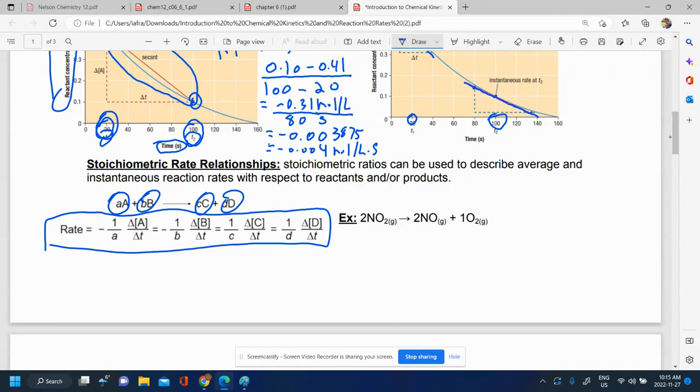But let's look at the production of products. We have NO and O2. For every 2 NO formed, only 1 O2 is produced. So what that means is that the NO is produced twice as fast as the O2. So you're getting twice as many in the same time period as you are O2. And that is reflected in our graph.